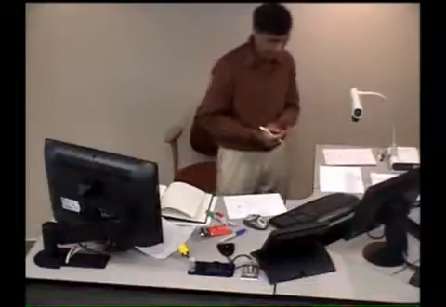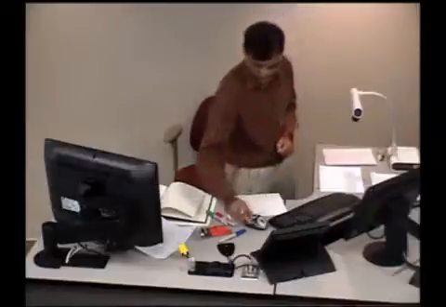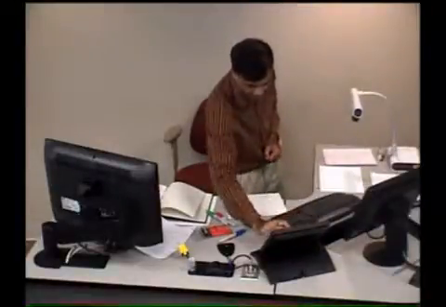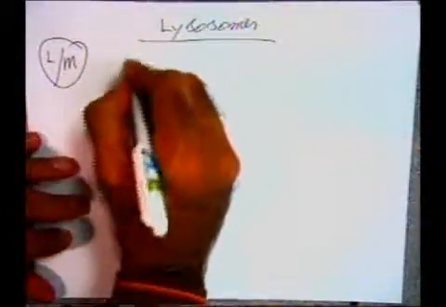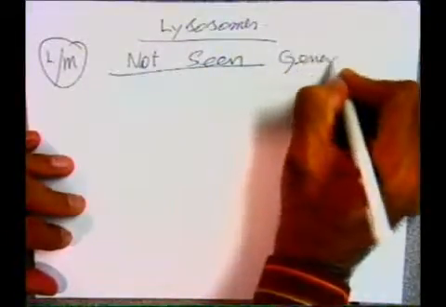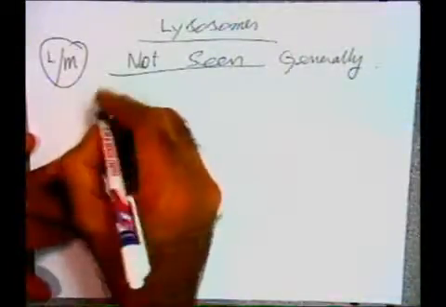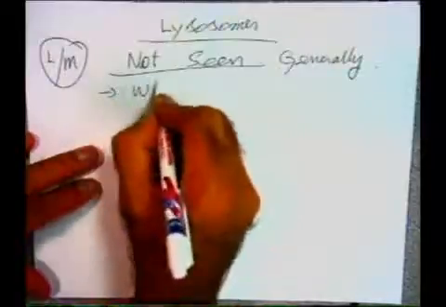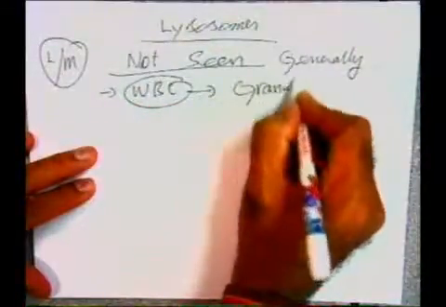So that's another part. Okay, coming to our class now. Lysosomes. In the light microscope, you have the lysosomes. They are not seen generally. But when you look into leukocytes or the white blood cells, you can see granules.